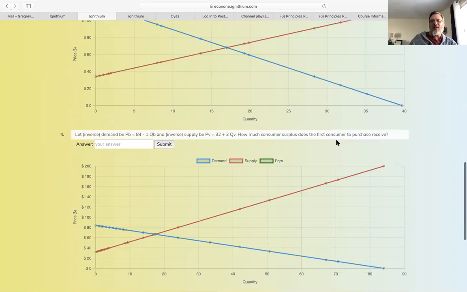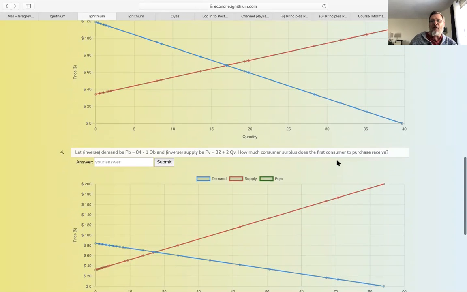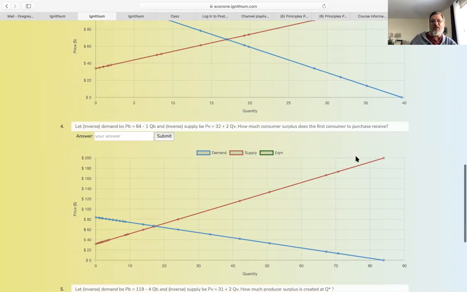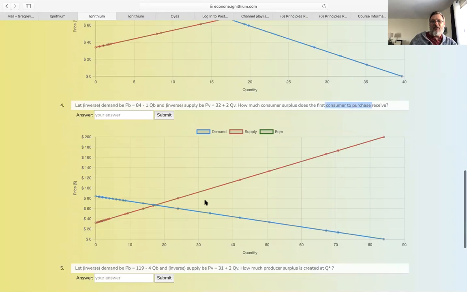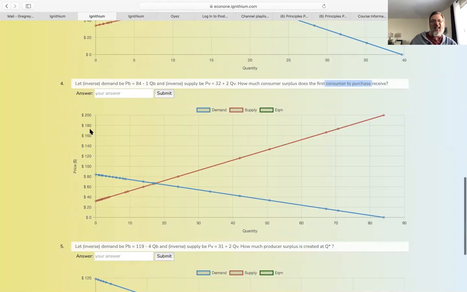How much consumer surplus does the first consumer to purchase receive? So now we're talking about the other concept, right? So now I have to go, and again, this might be kind of bad, but let's see. Oh, there's one unit right there. I can pick it off, right? So now we're talking about that second concept. Do you see what I mean?